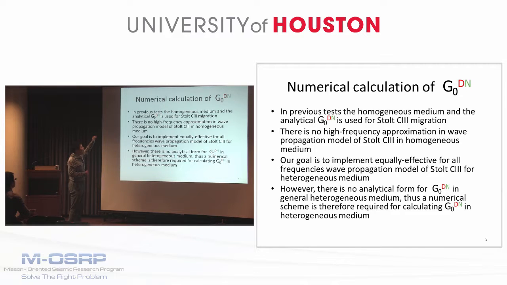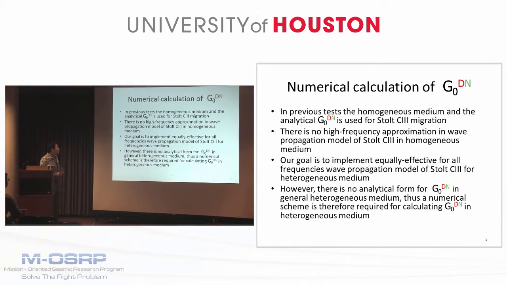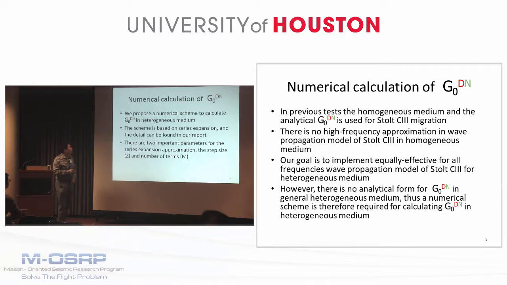So in previous tests we have shown the homogeneous medium, and the analytic G0DN is used for the Stolt C3 migration. Because of the analytic G0DN, there is no high frequency approximation or any compromise. So that the equally effective for all frequencies property is guaranteed. But our final goal is to implement the equally effective for all frequencies wave propagation model for the C3 for heterogeneous medium. However, there is no analytical form for the G0DN for general heterogeneous medium. So we need a scheme to calculate the G0DN in heterogeneous medium numerically. That is why we propose the numerical scheme to calculate G0DN in heterogeneous medium.